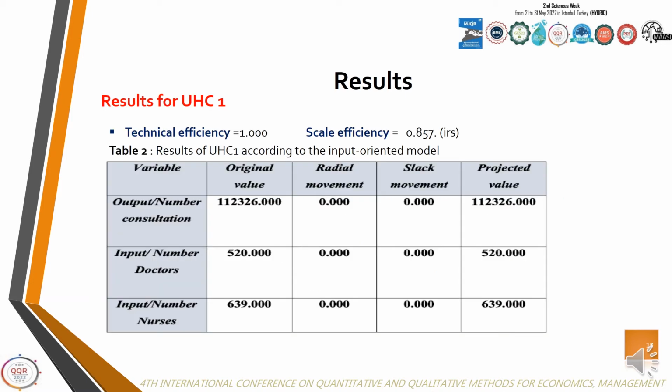Concerning the result for University Hospital Center number 1, we observe that technical efficiency is equal to 100% and scale efficiency is equal to 85.7%. We observe that the original values are equal to the projected values, so this University Hospital Center is well managed. It cannot improve its pure efficiency, and it can be identified as a peer for the other University Hospital Centers.